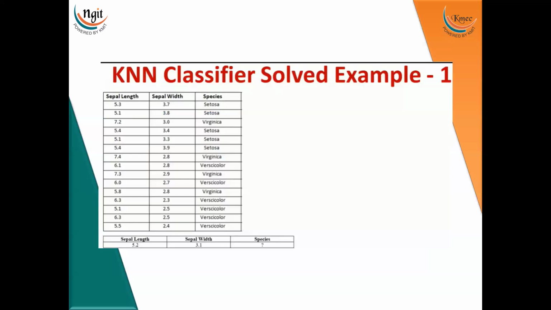And this is another example, the iris data set. This is the given sample data, and this is the one new instance. Find out which class the new data point belongs to by using the KNN algorithm. Thank you.